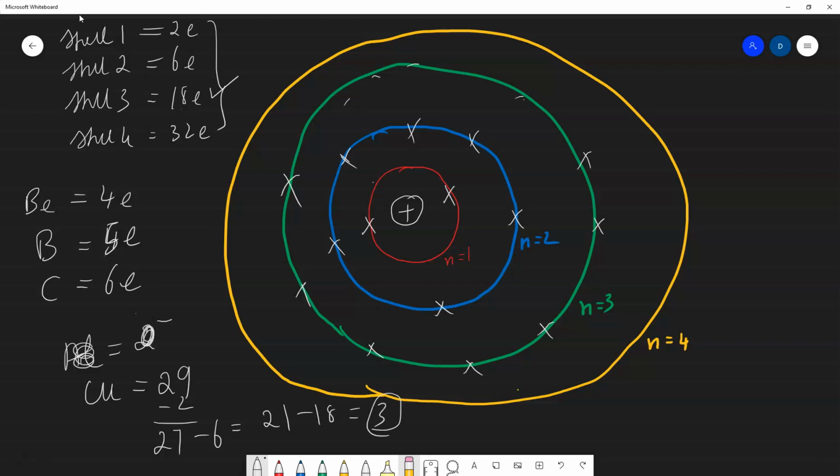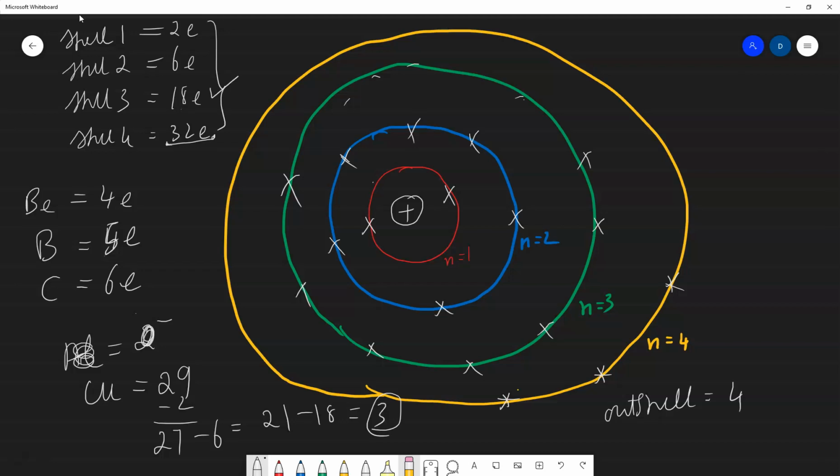So these 3 electrons have to go into the fourth shell. The fourth shell can go up to 32 electrons. So the fourth shell will have the remaining 3 electrons. Now in this scenario, the outer shell is the fourth shell.